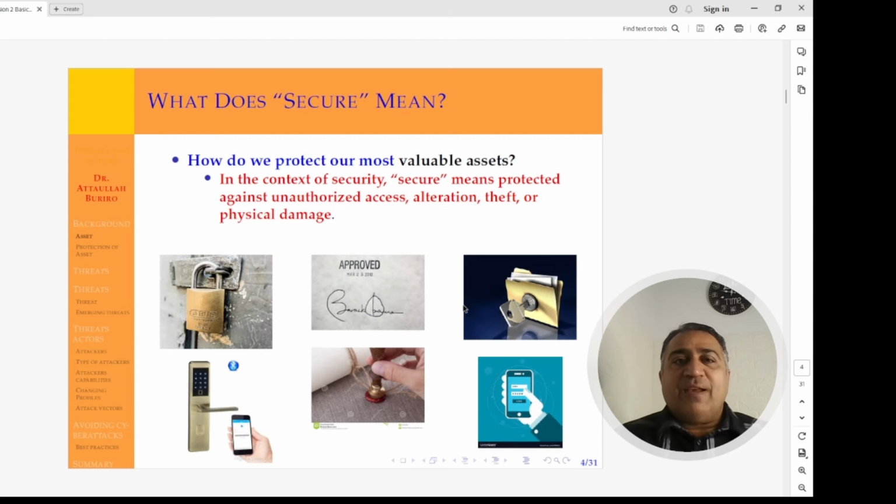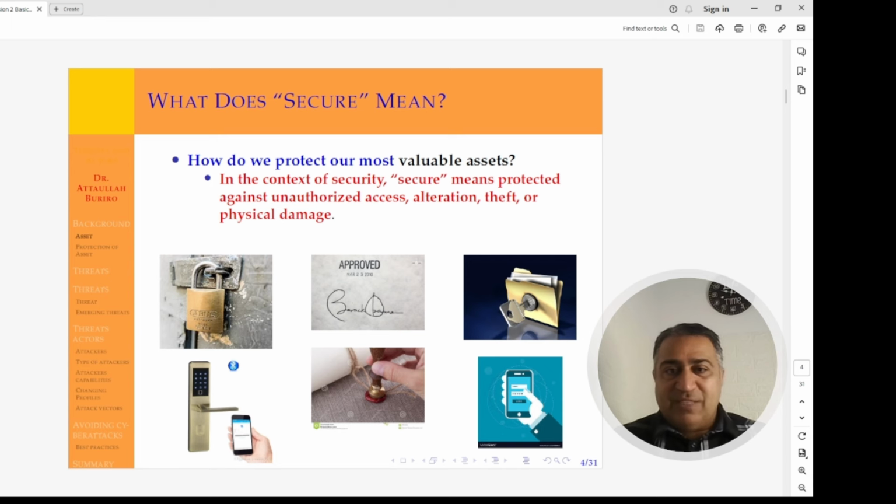Okay, so how do we protect our valuable assets? Okay, what does secure mean? Let's start from this point. What does secure mean? Secure, in the context of security, means you need to protect your resources against unauthorized access, alteration, theft, or physical damage.